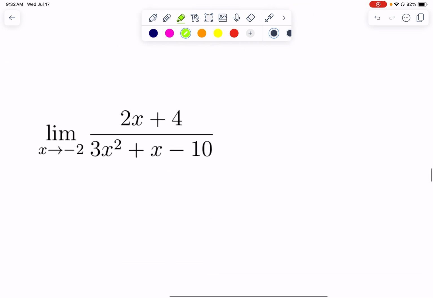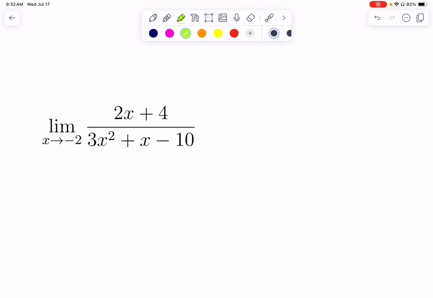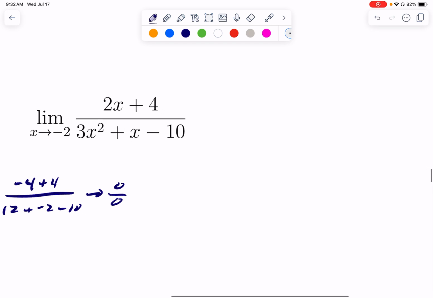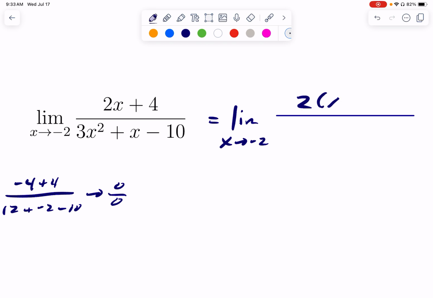All right, this one's a little bit trickier. What did you get? Okay, so let's just double check. If we plug in, we get negative 4 plus 4 in the top, and we get 12 plus negative 2 minus 10 in the bottom. That's 0 over 0. So we are looking to factor and cancel. Now here it might not be so obvious. Let's look at the numerator first. In the numerator, all we can do is factor out a 2.